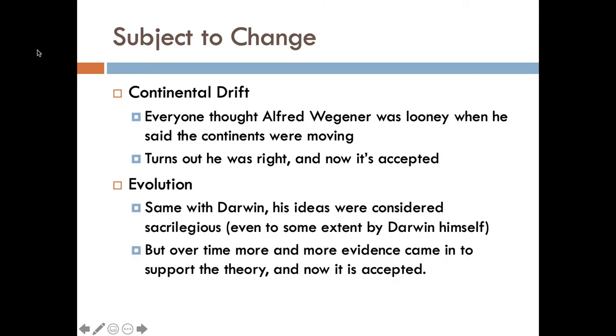Another example of scientific ideas being subject to change is continental drift. When Alfred Wegener first proposed the theory of continental drift, people thought he was crazy, but it turned out he was right, and now the theory is accepted. Same with Darwin. Evolution was considered a crackpot theory and sacrilegious, but over time, more and more evidence supported the theory of evolution, and now it's widely accepted.